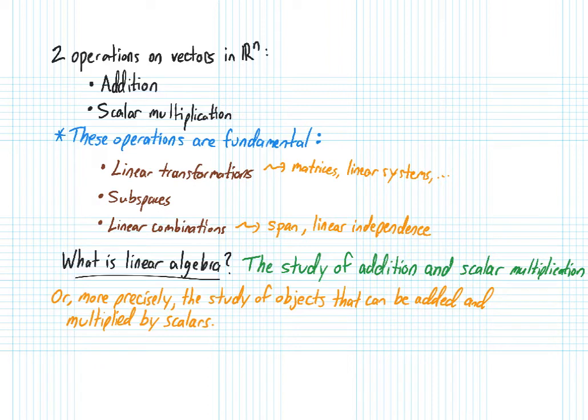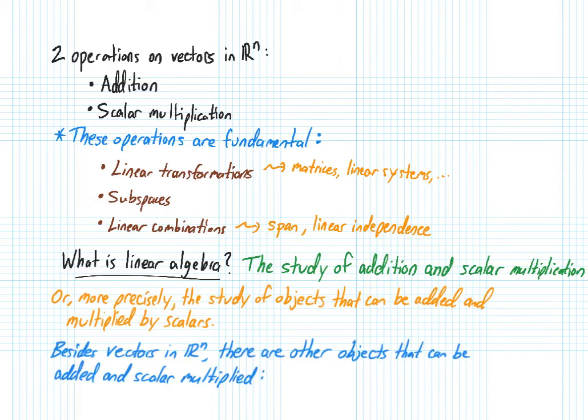You don't have to be working just with vectors in Rn. And there actually are interesting objects that you've encountered before in math classes that have this property that they can be added and scalar multiplied. One example is functions. If you have a function f of x and another function g of x, you can add them together and get a new function. Or you can take a function and you can multiply it by a constant. You get a new function. Another example is matrices. You can add two matrices together as long as they're the same dimension. And you can multiply matrices by scalars.